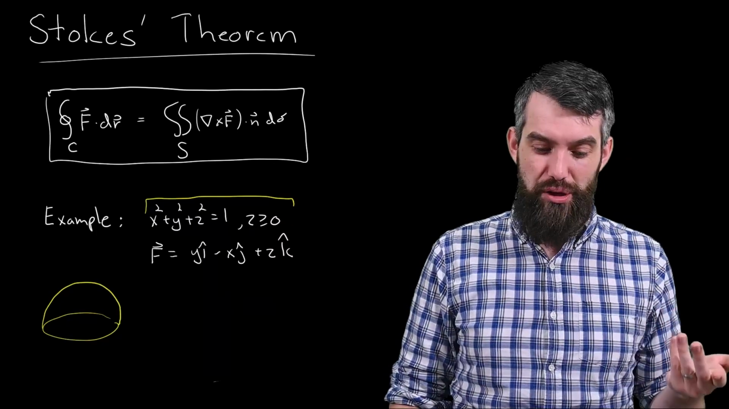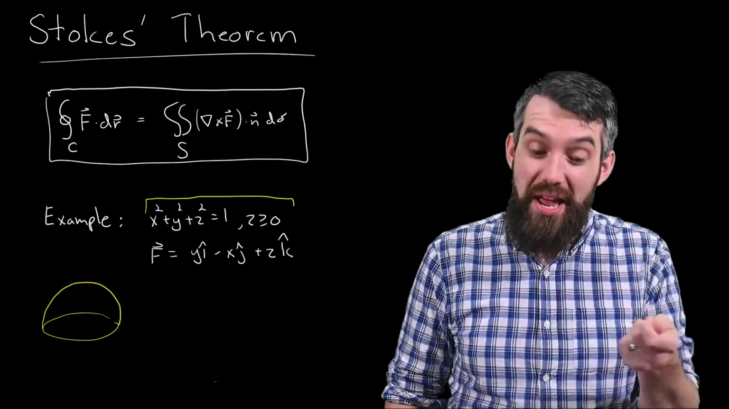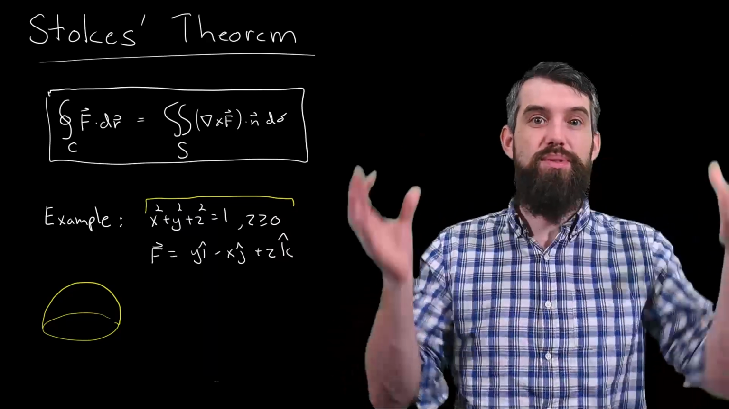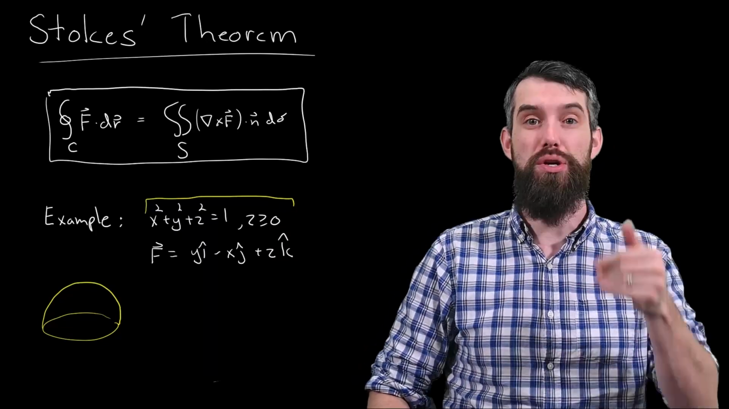So I'm going to sketch half of a sphere. And then through that surface, we have this vector field: y in the i hat, minus x in the j hat, and z in the k hat. Just some vector field. Doesn't matter too much for the purposes of our story here.